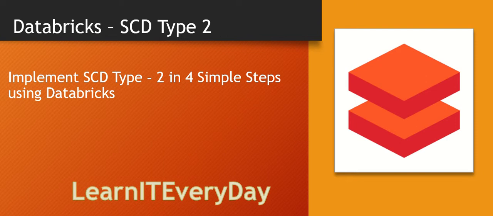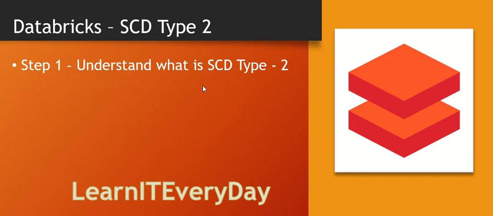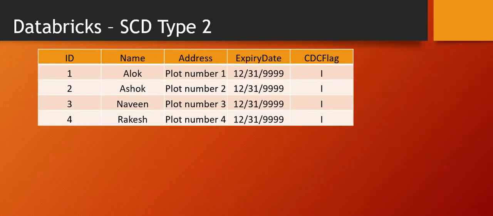Okay, so I will show you. First thing is to understand what is SCD type 2 before we start doing it. This is a simple table. Suppose it's an employee table which has ID, name, and address. The other two columns are used for maintaining your SCD. You are going to get only ID, name, and address from your source. Suppose you have 4 records, all of them have different IDs, ID is unique, and expiry date is 12/31/9999. It means these are all active records.